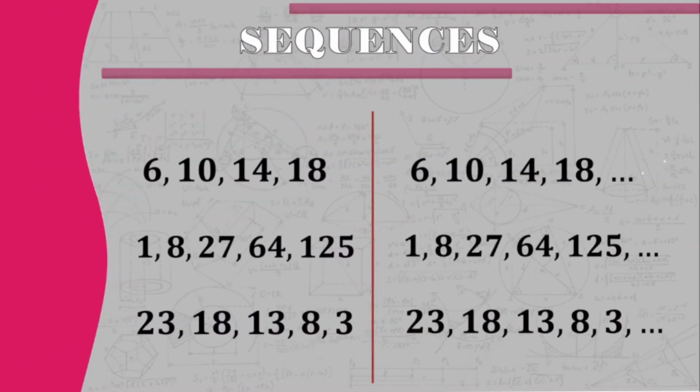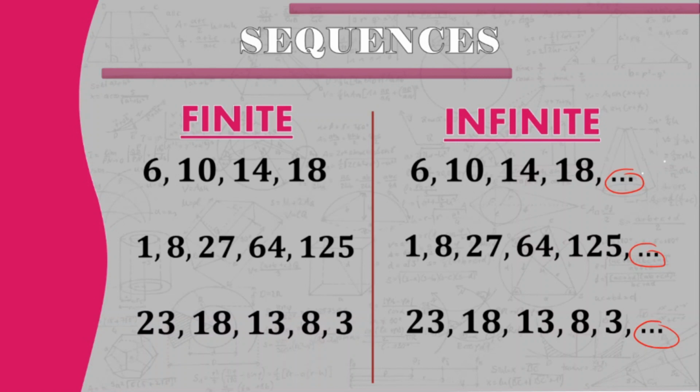Given the following sequences, let's observe the difference. The only difference is these dots, meaning we can extend our sequence, we can continue our sequence. That's why in the first column we have finite sequence, on the other hand we have infinite sequence. Now, let's define what is finite and infinite sequence.